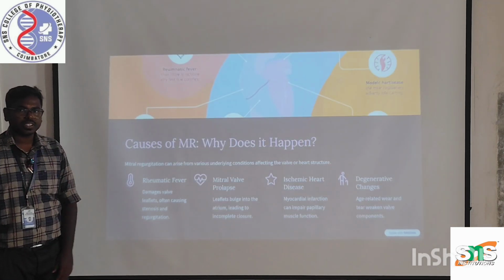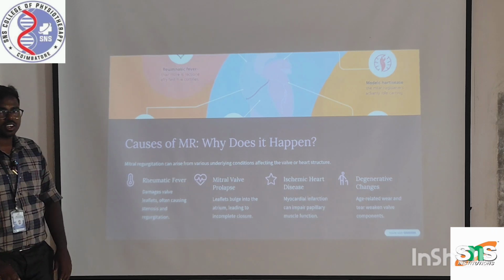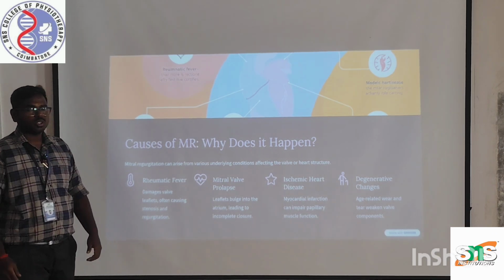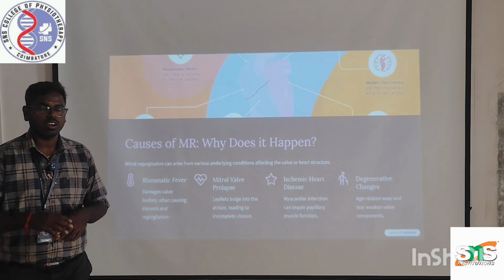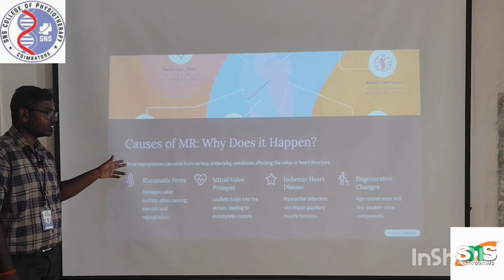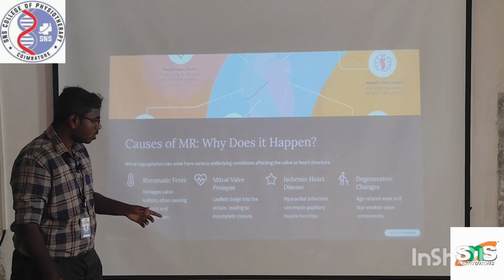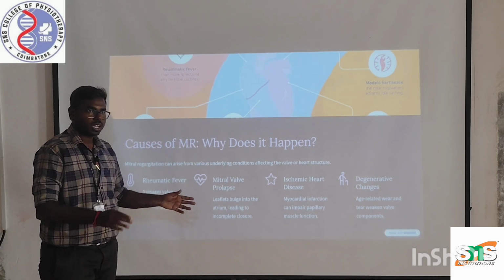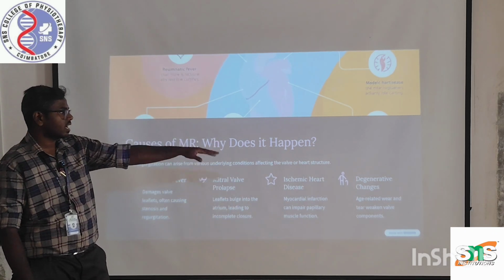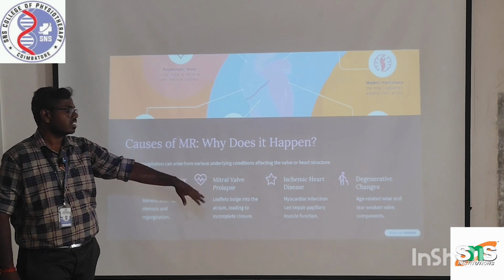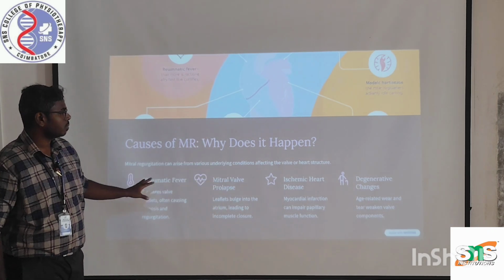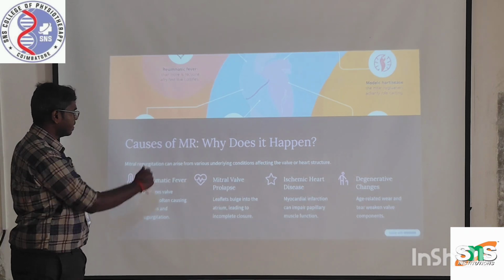What are the causes of mitral regurgitation? It is caused by different conditions, but majorly it is caused by rheumatic fever. That's why rheumatic heart disease leads to mitral regurgitation. It is also caused by mitral valve prolapse. Prolapse means displacement. Ischemic heart disease is also one of the causes, and lastly, some degenerative conditions related to old age.